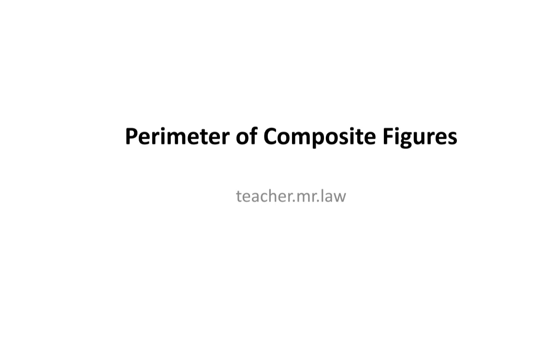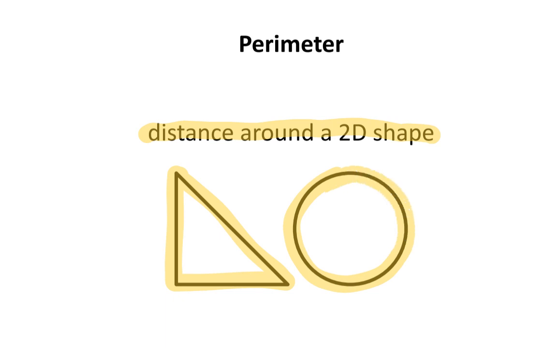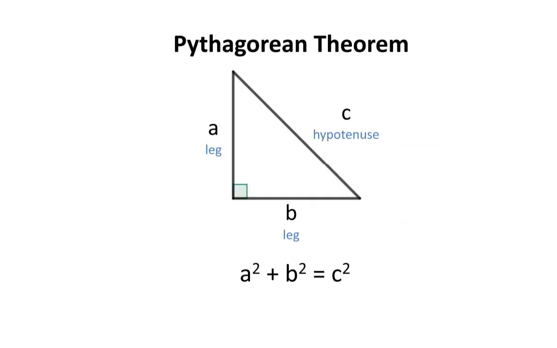In today's lesson, we'll be learning about perimeter of composite figures. Perimeter is the distance around a 2D shape. However, determining the perimeter of a triangle and the perimeter of a circle are a little bit more tricky. Determining the perimeter of a triangle usually involves the Pythagorean theorem.